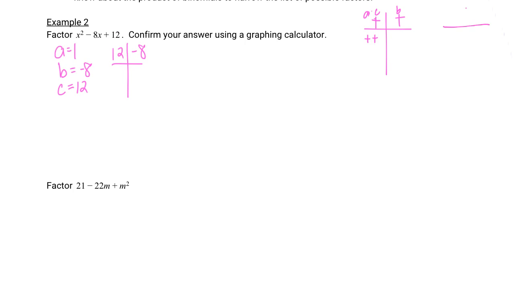Now we're looking at if a times c is positive and b is negative. You might be thinking to yourself, how can I multiply two things together that are positive and add two things together that are negative? My dears, that just means they both have to be negative. So if a times c is positive and b is negative, both of your factors have to be negative. Okay? If a times c is positive, your factors have to be the same.